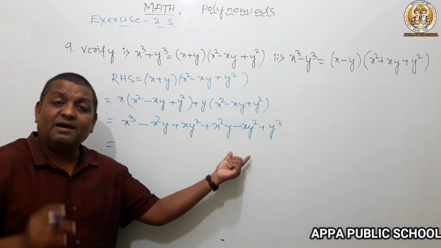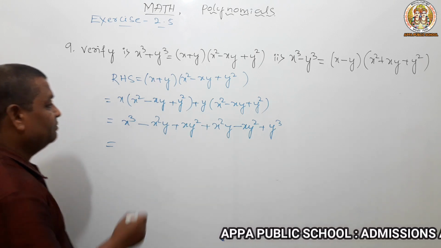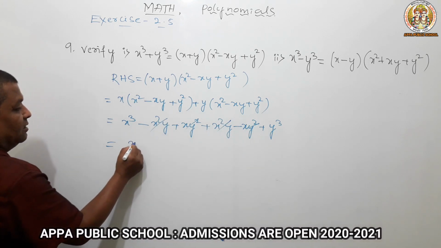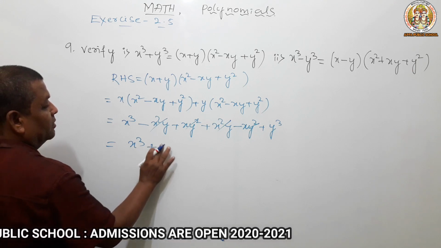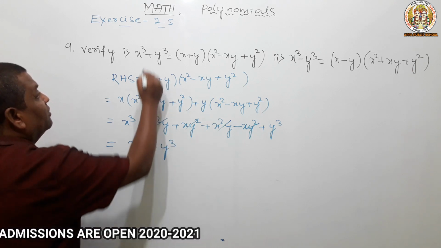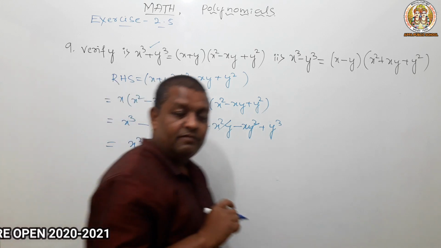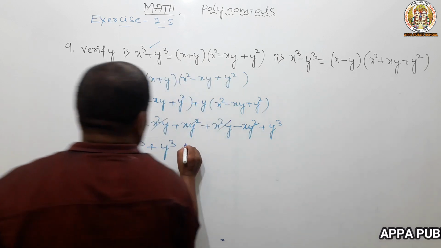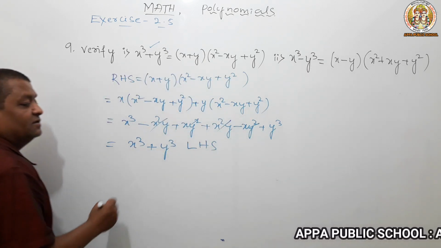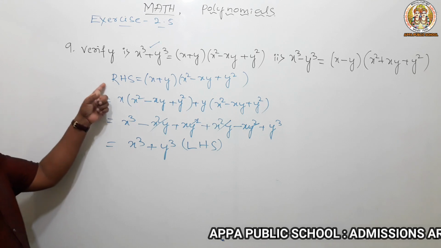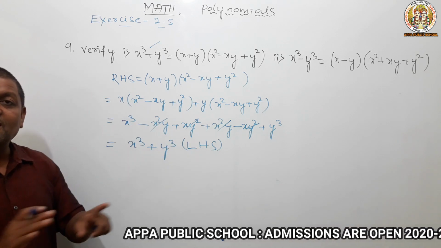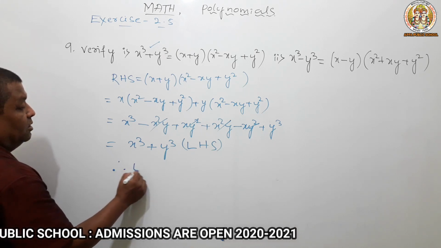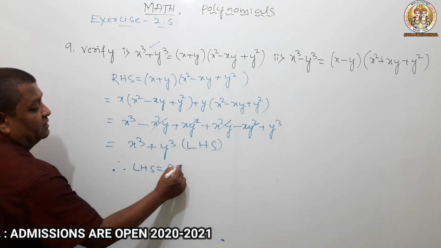Here we are seeing the same number with opposite sign. Just cancel them. This cancels with this and this with this. What is left? So that is our RHS, the LHS. So what did I do here? I took RHS and I brought LHS. This is equal to LHS. So I took RHS and I brought LHS, which means they are equal. Therefore, LHS is equal to RHS.